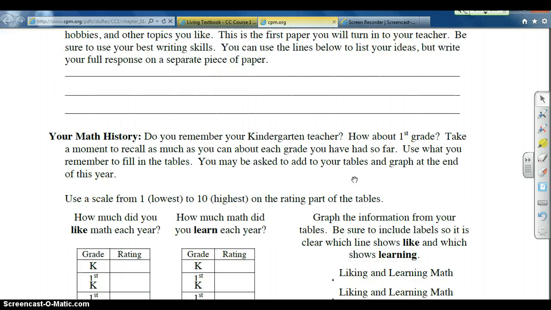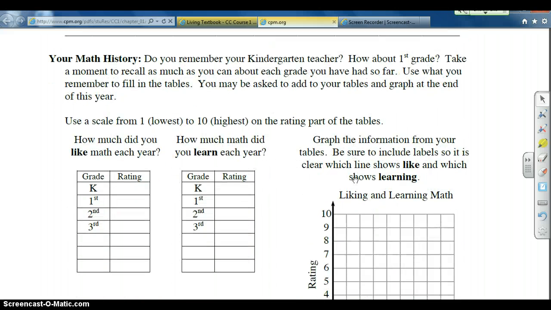The next section is going to be your math history. Right here it says, do you remember your kindergarten teacher? How about first grade? Take a moment to recall as much as you can about each grade you have had so far. Use what you remember to fill in the tables. You may be asked to add to your tables and graph at the end of this year.